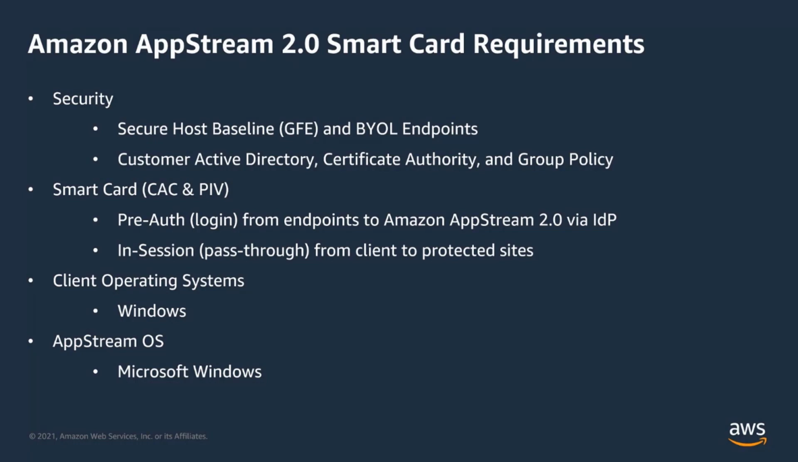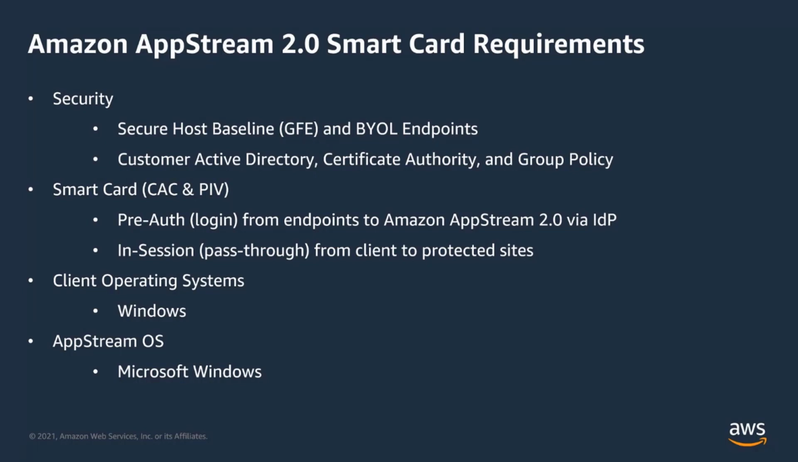Going down into the authentication piece, you also have the ability for in-session pass-through from the client to protected sites using the AppStream 2.0 client. Alternatively, if you prefer not to have the AppStream 2.0 client on your endpoint, you can use an HTML5 compatible browser to get access to AppStream 2.0. In that scenario, you will not have access to the local smart card, but you can still perform pre-session smart card authentication using any supported identity provider.